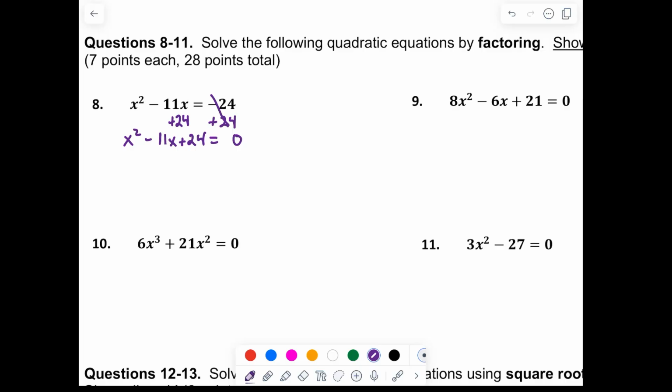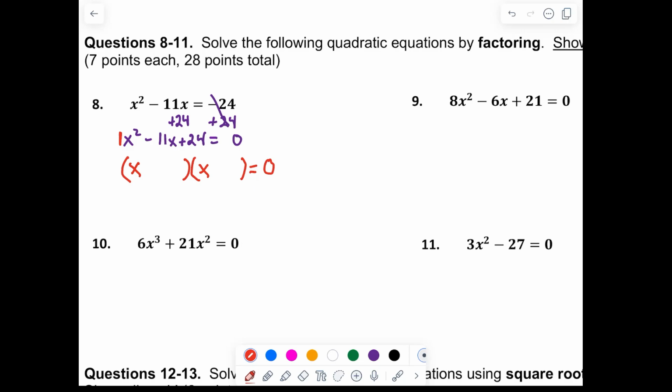Okay, so let's get on to this factoring. And like I said, the very first thing that you want to do is to move everything to one side of the equation, have the other side of the equation equal to 0. And here, the only thing I need to do is add 24 to each side of the equation. I have x squared minus 11x plus 24 equals 0. I got rid of that minus 24, and I have everything on one side.